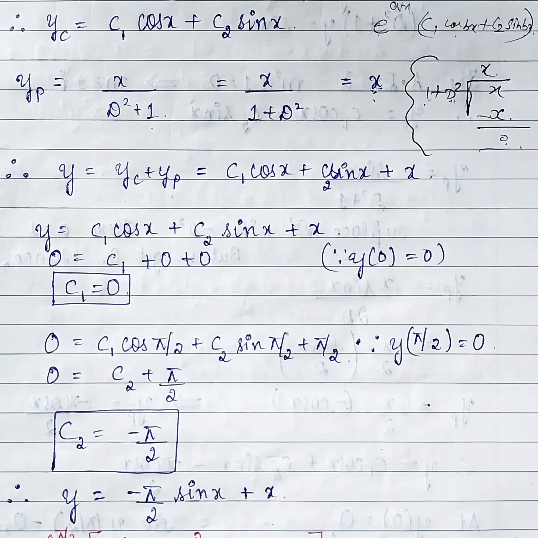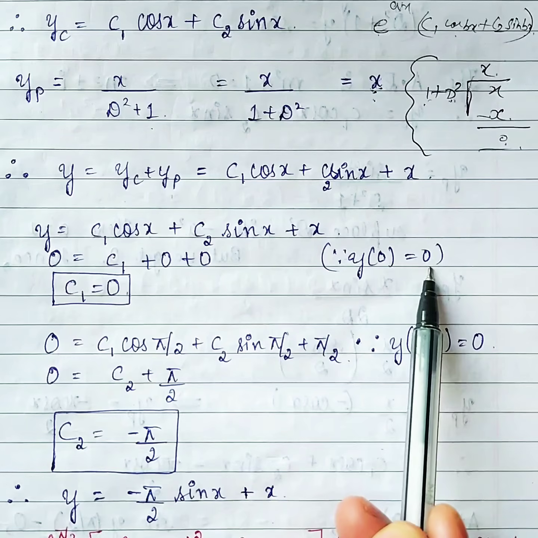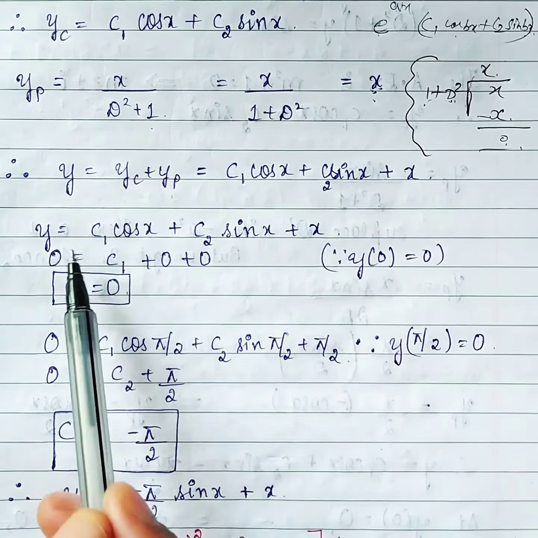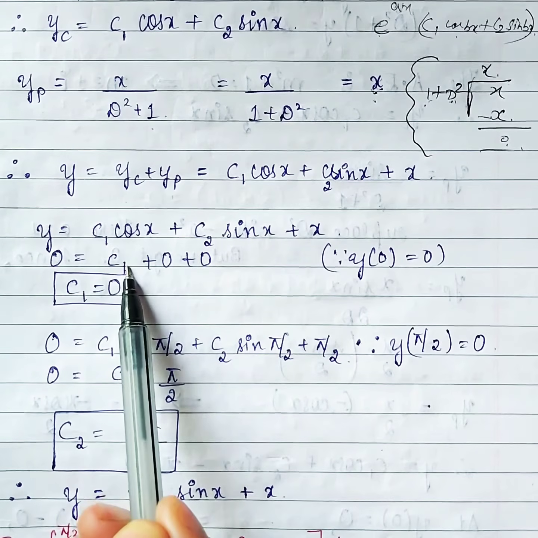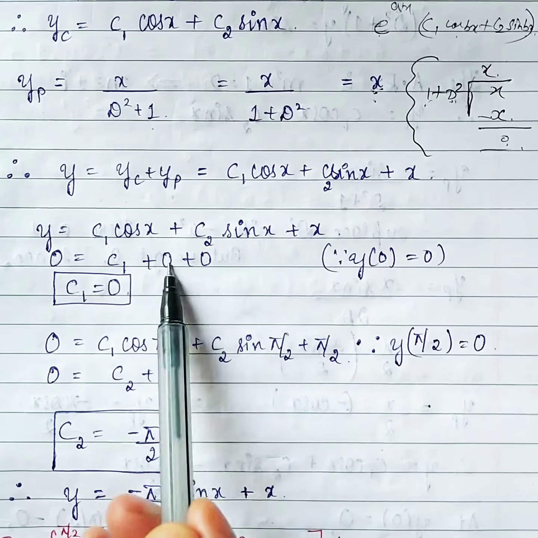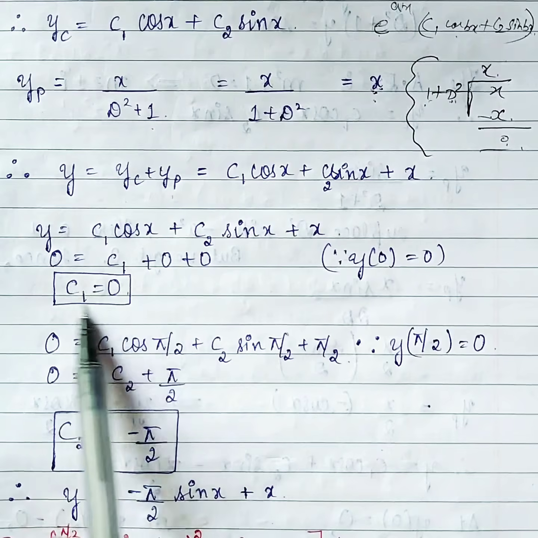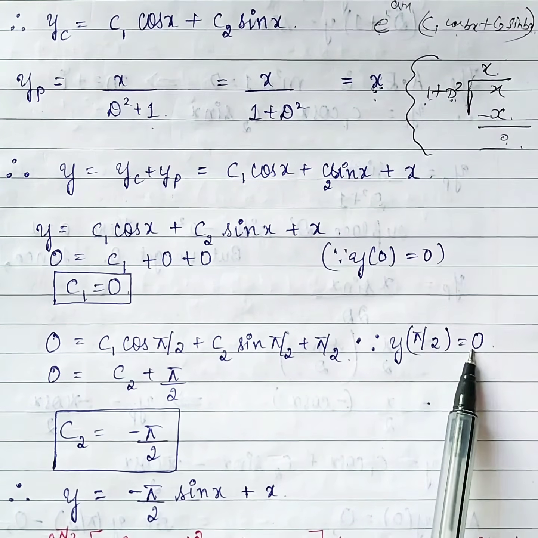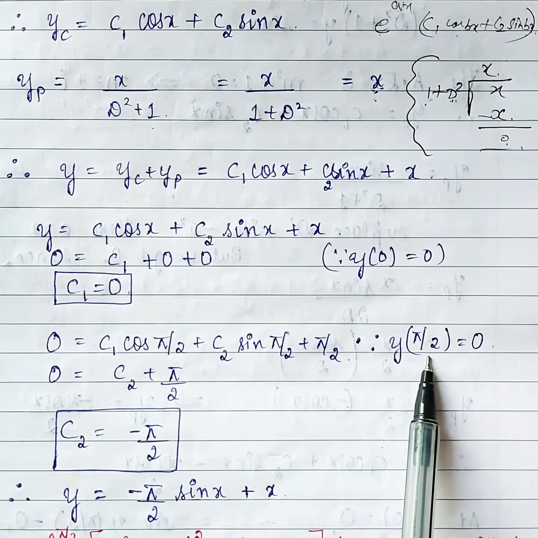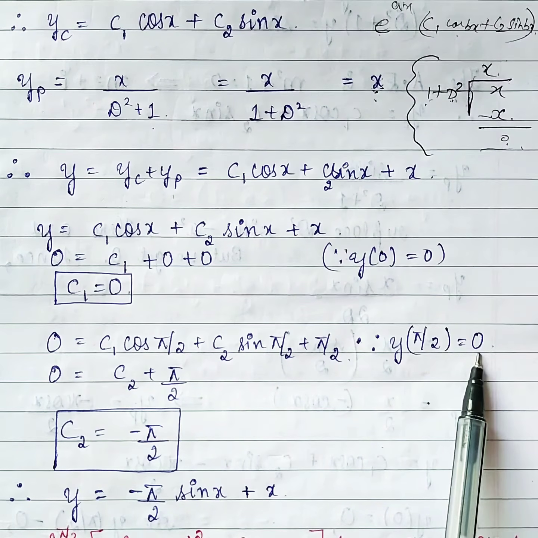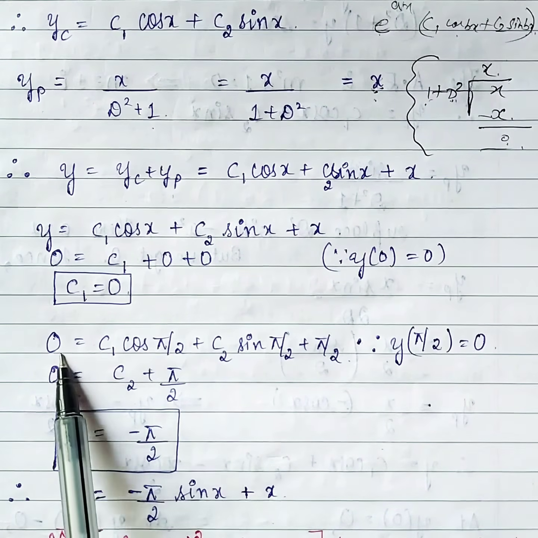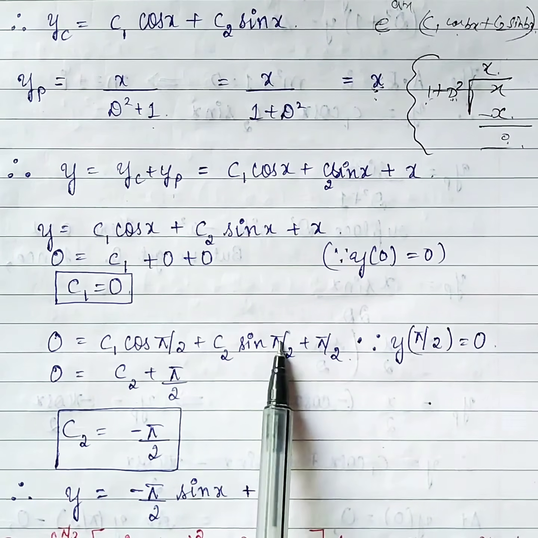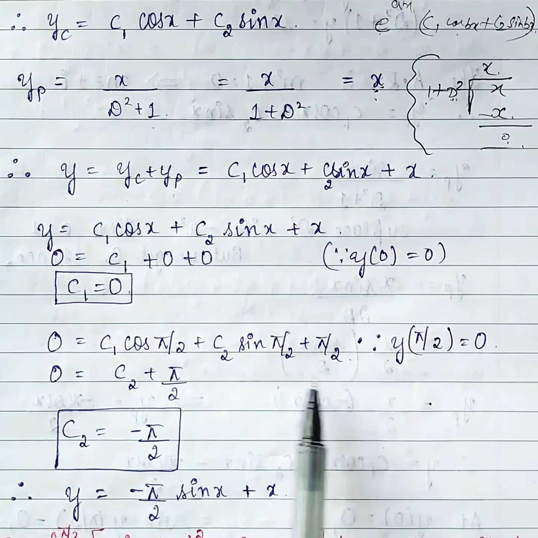the previous problem got over here itself. They have given the initial conditions, right? y of 0 is equal to 0. That is, when x is equal to 0, y is equal to 0. So c1 cos 0 is 1, sin 0 is 0, 0 is 0, so c1 we got 0. Same way with the second condition, y of pi by 2 is equal to 0. So when x is pi by 2, I am saying y is 0. So in the place of y, replace it by 0, c1 cos pi by 2 plus c2 sin pi by 2 plus pi by 2.